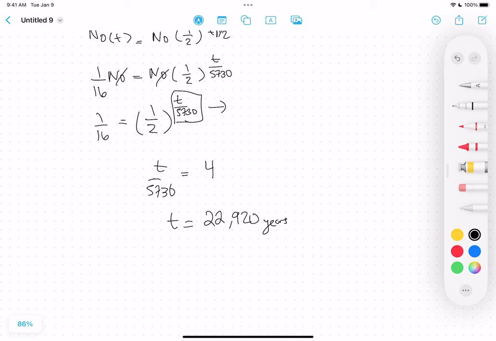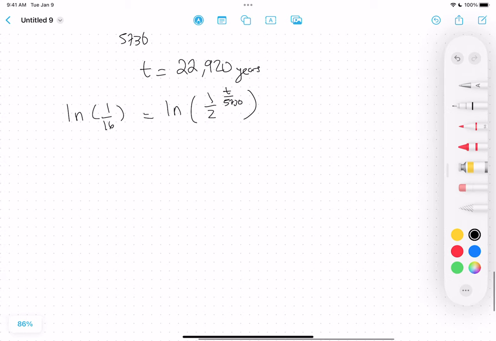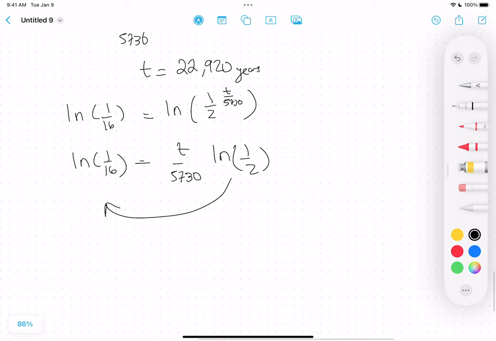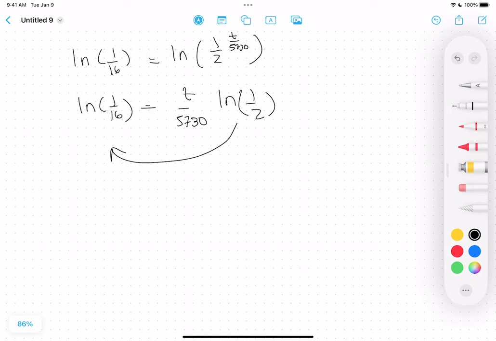Yeah, you would take the natural log of both sides to figure it out. I was just double checking. So if you take the natural log of 1/16 and the natural log of this whole thing, 1/2 raised to the power of t over 5,730, based on natural log properties, we know that the exponent can just be pulled out. So you have t over 5,730 multiplied by ln 1/2, and this is ln 1/16, and then you can just divide the ln over.